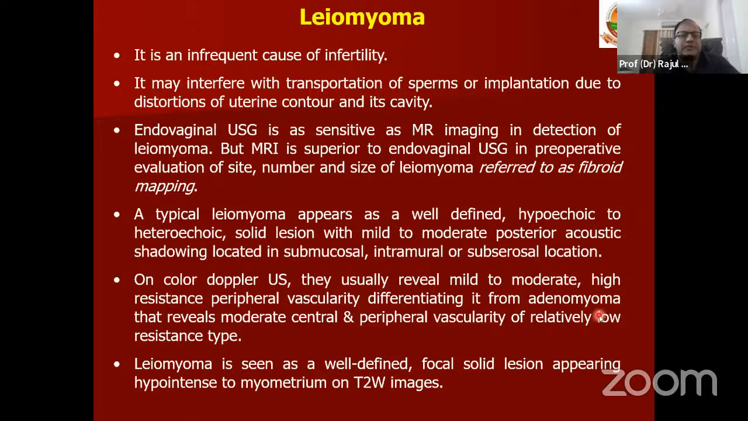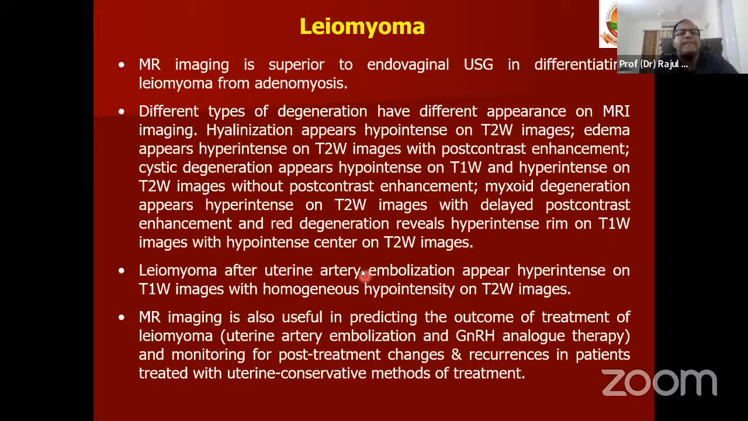adenomyomas and mixed adenomyomas represent one third for each fraction. Leiomyoma is seen as a well-defined focal solid lesion appearing hypointense to myometrium on T2 weighted images because of their calcium as well as fibrous content. So MR imaging is superior in differentiating leiomyoma from adenomyosis.